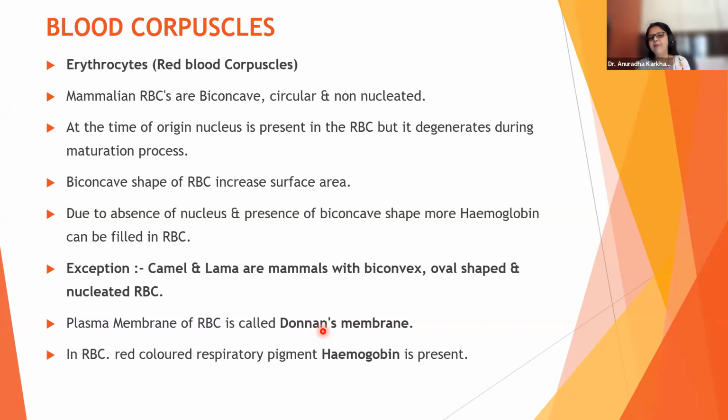These are the two which will have biconvex, oval shaped and nucleated RBCs. Plasma membrane of RBCs is called as Donan's membrane. In RBC, red colored respiratory pigment called as hemoglobin would be present.